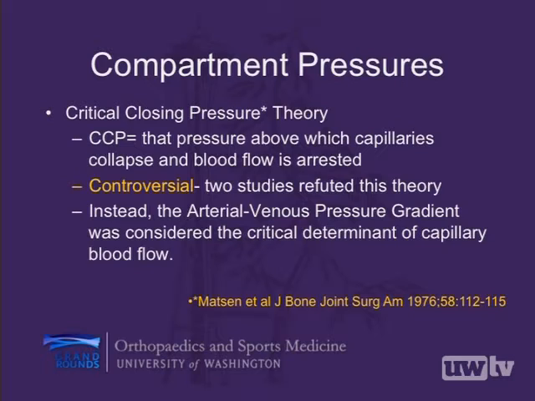The first theory of compartment syndrome was described again by Matsen in the 70s, and that was based on the critical closing pressure. The CCP was described as that pressure above which capillaries collapse and blood flow is arrested. This became controversial over the next two decades, and two studies actually refuted this theory. Instead, the arteriovenous pressure gradient was considered to be the critical determinant of capillary blood flow.